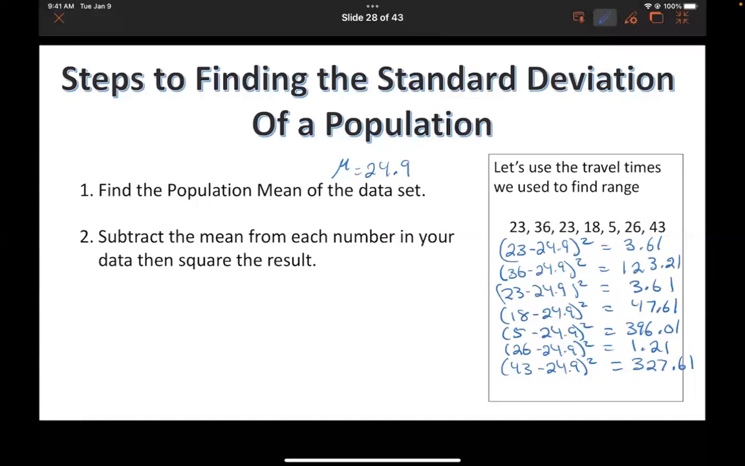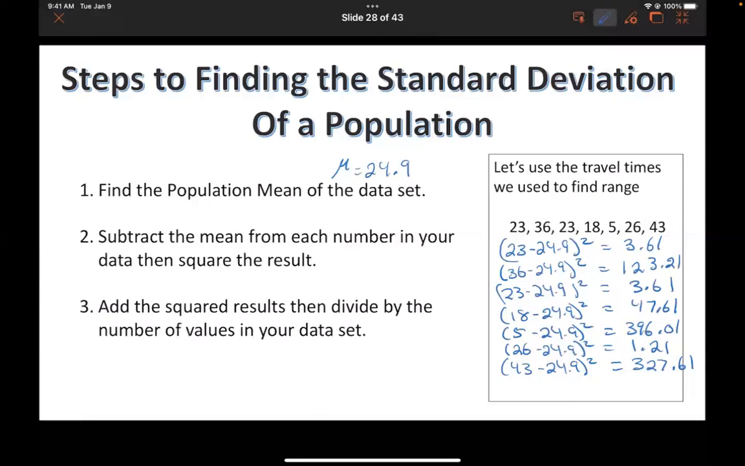Okay. The next step is you add the squared results and then divide by the number of values. I'm just going to add all of those results together.